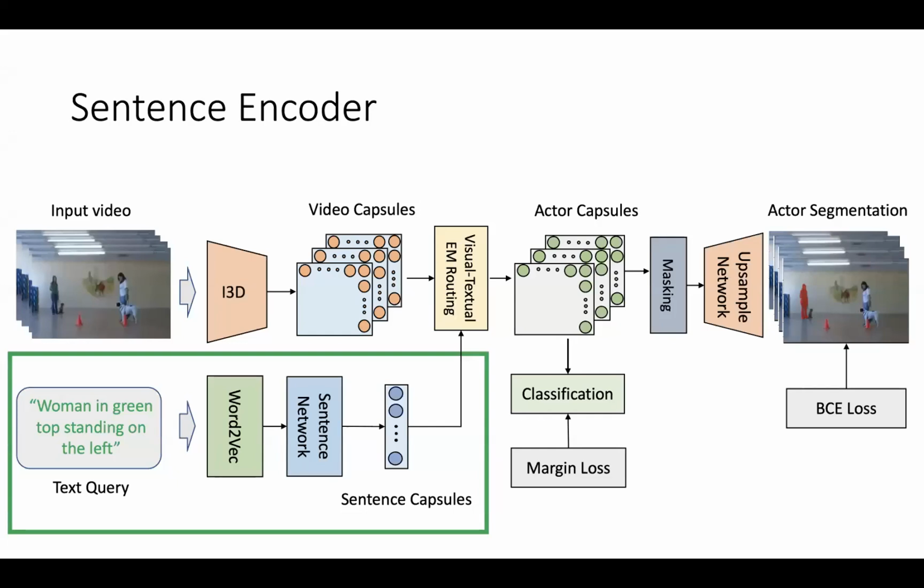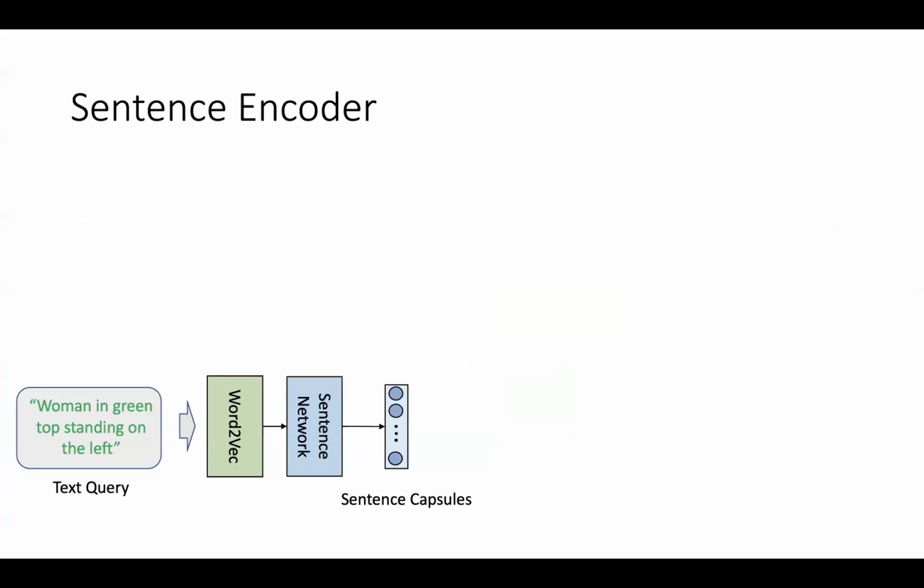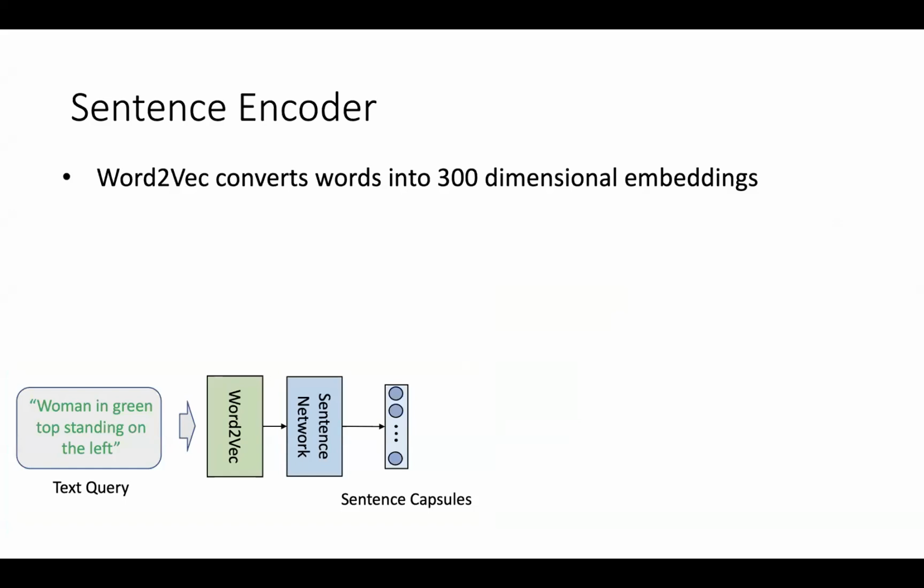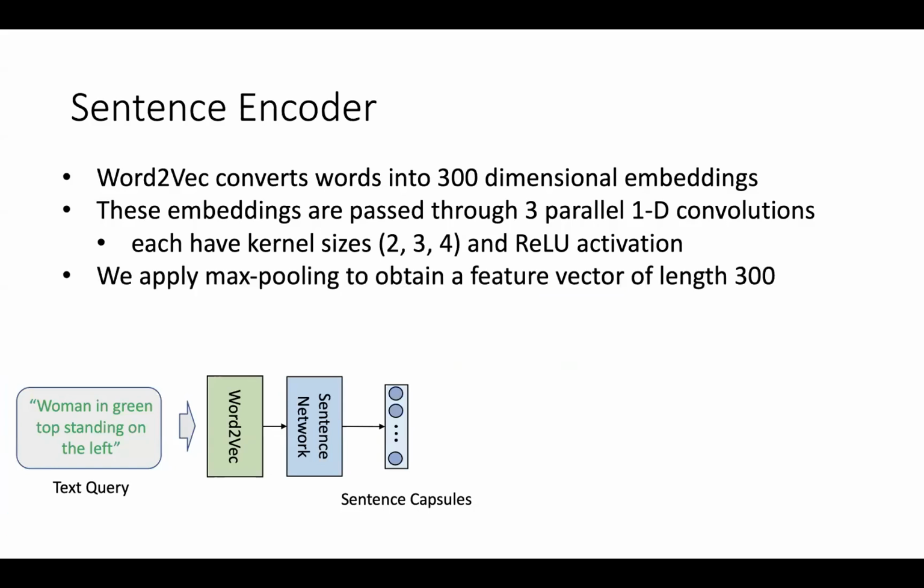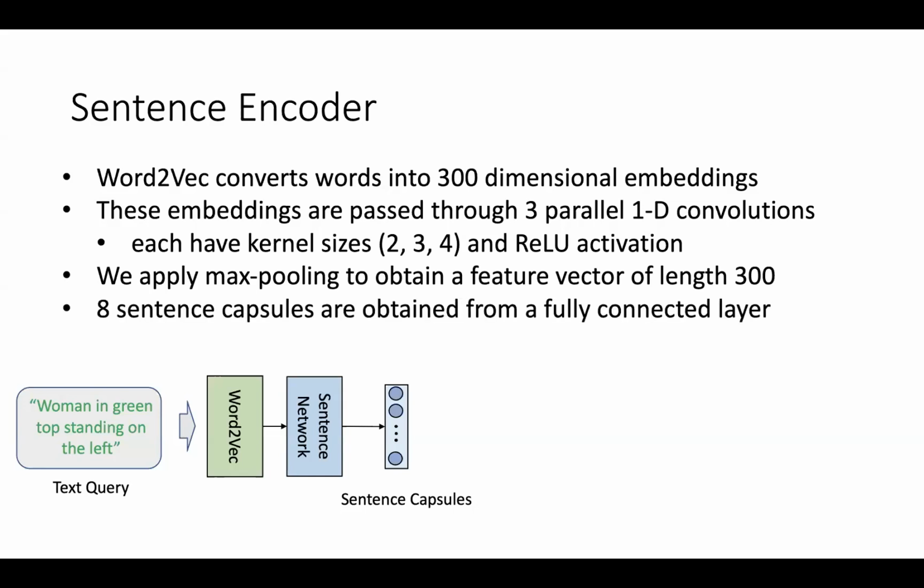Then we have the sentence encoder. So given the sentence, we use Word2Vec to convert them into 300-dimensional embeddings. We pass these embeddings into a set of 3 parallel 1D convolutions, each with different kernel sizes. And we apply max pooling to obtain a single feature vector of length 300. Then we pass this feature vector into a fully connected layer to obtain our set of 8 sentence capsules.